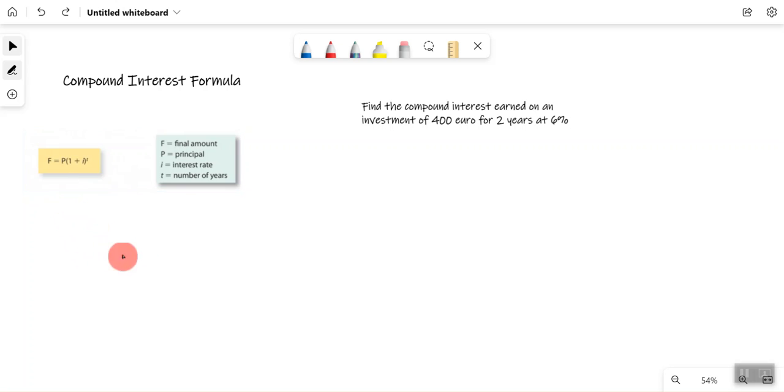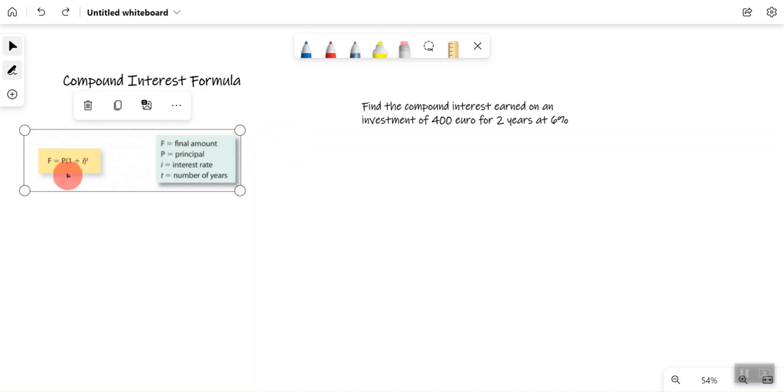So F represents the final amount. It's the amount when you put in an amount, it's how much you put in plus the compound interest you earn after a certain period of time. So it's what's known as the final amount.